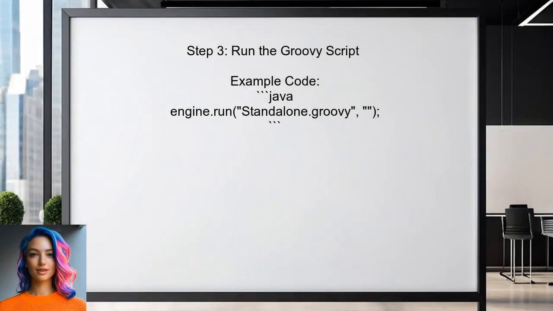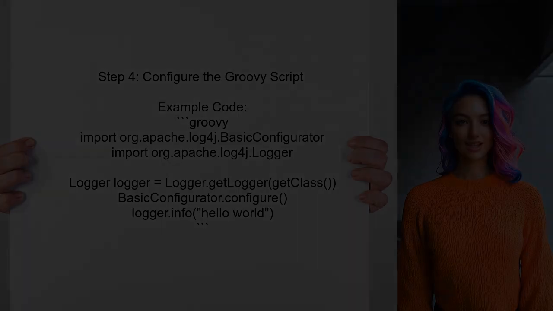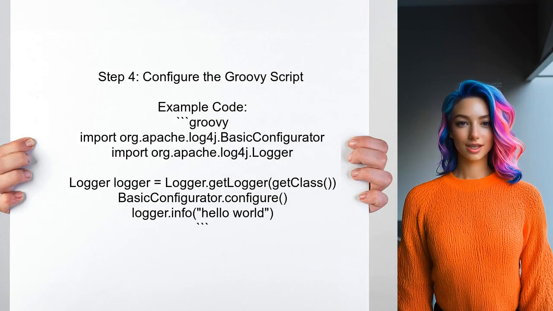After setting up the Groovy script engine, the user can run the desired Groovy script. This is done by calling the run method on the engine with the script name and an empty string for the binding. Finally, the user should ensure that the Groovy script itself is correctly configured. This includes importing necessary libraries and setting up logging as shown in the standalone.groovy example.